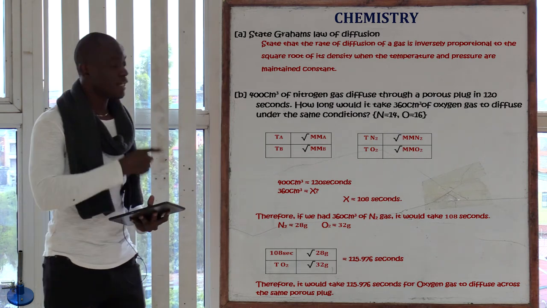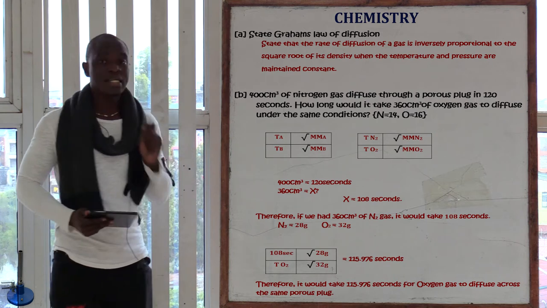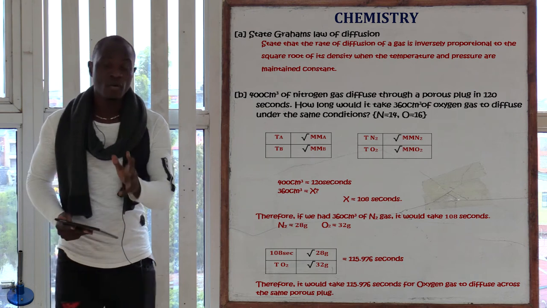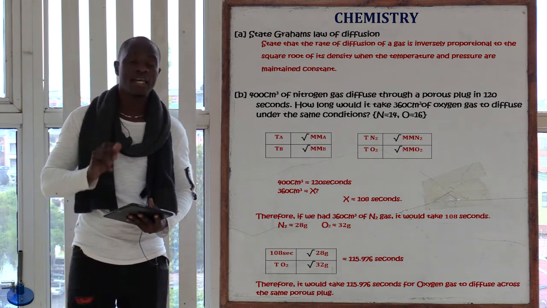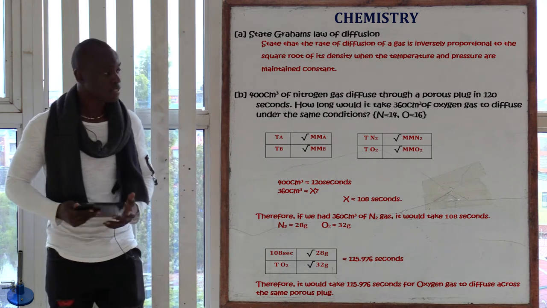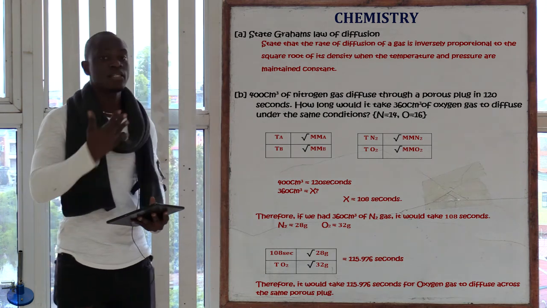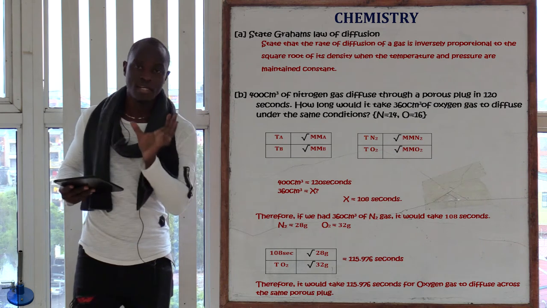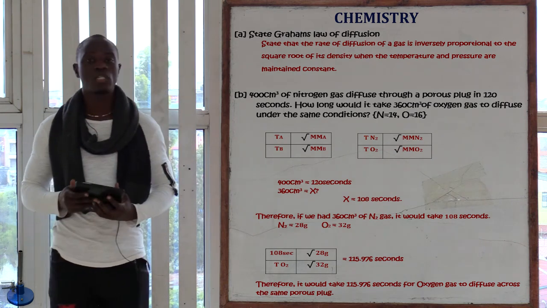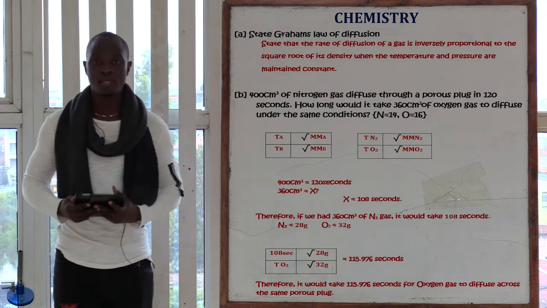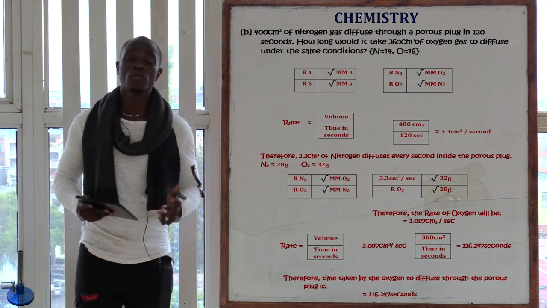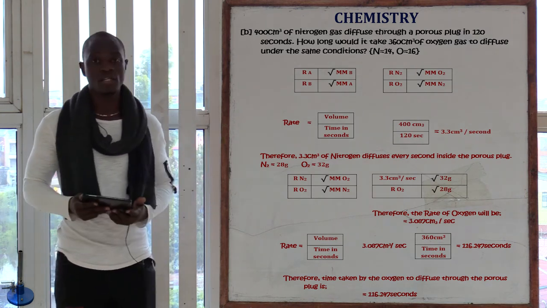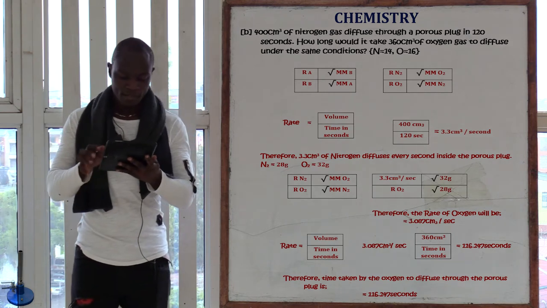So if you do all these calculations correctly, you're going to get 115.976. So the time taken for oxygen, therefore, will be 115.976 seconds, and that is correct. That is the time that 360 centimeters cubed of oxygen takes to diffuse through the same porous plug as nitrogen. Apart from that, you can also use the formula for rate to calculate the time which oxygen takes to diffuse through the same porous plug.